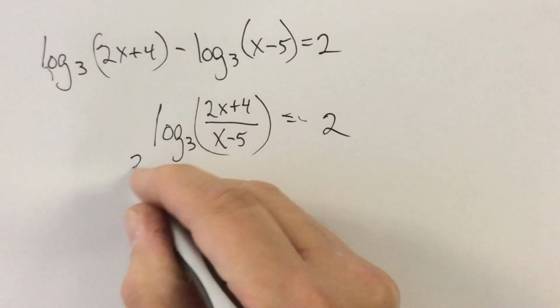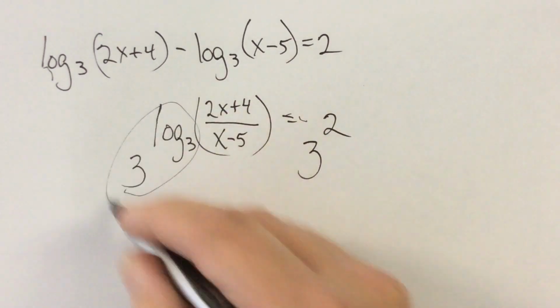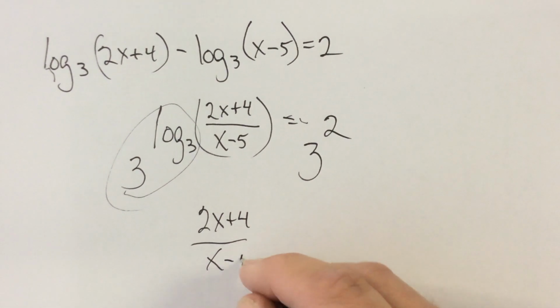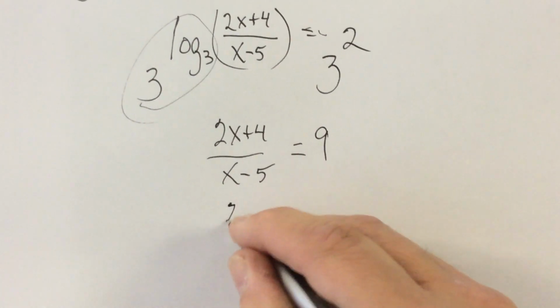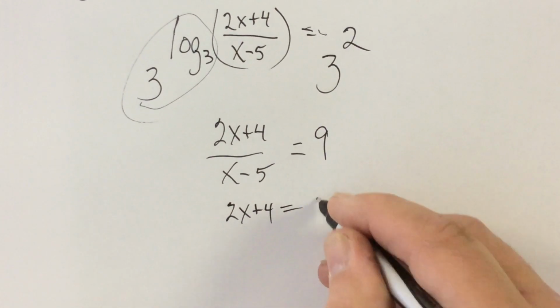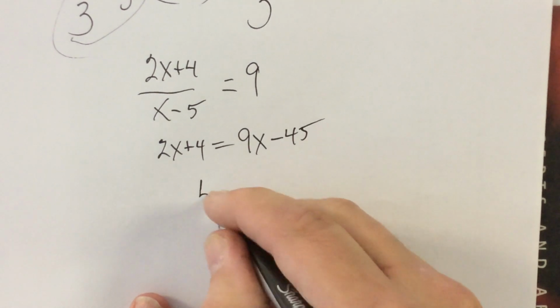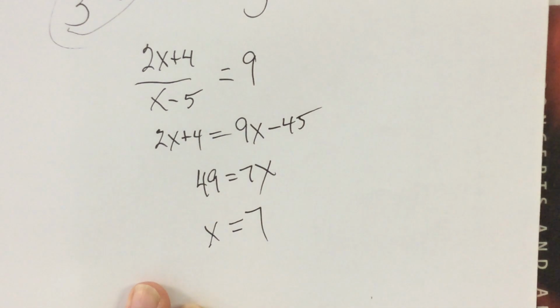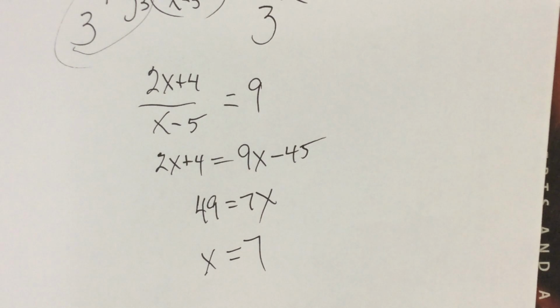Now we're going to use those two numbers as exponents for 3. That makes this part go away, so it's 2x plus 4 over x minus 5 is equal to 9, which means that 2x plus 4 is equal to 9x minus 45, which means 49 is equal to 7x, which means x is equal to 7. And that's the answer to that one. Anybody have questions about that? Everybody's okay?